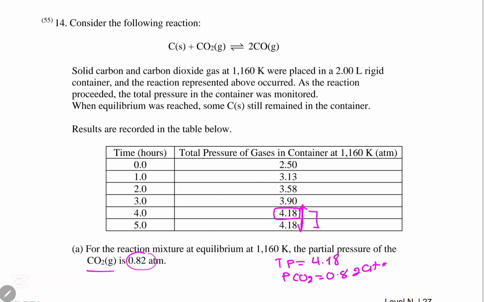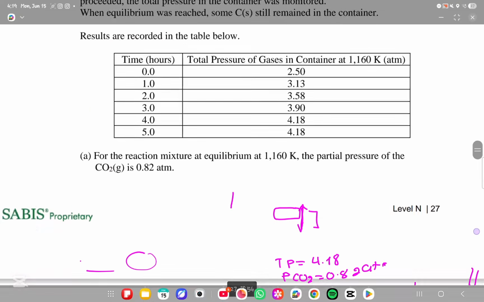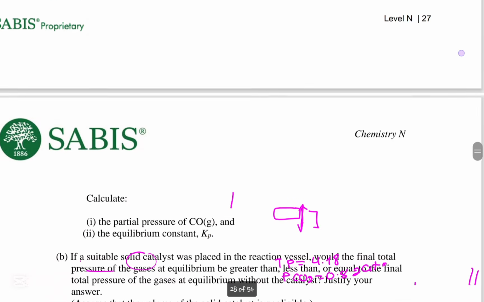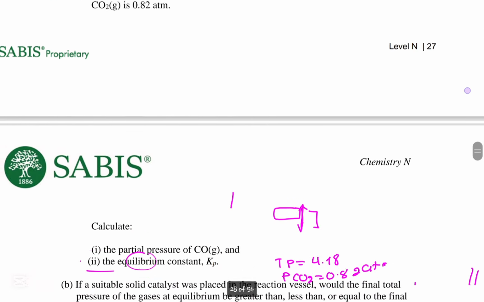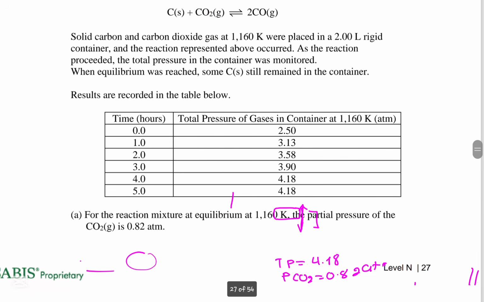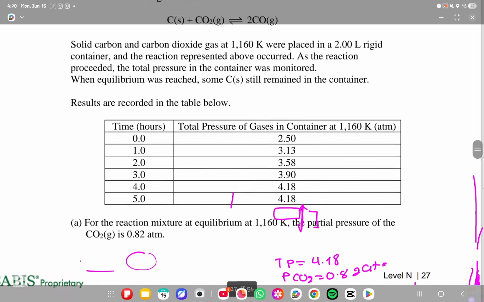Now, I do believe they will ask us to find what... Oh, excuse me. I did not mean to go down like that. Actually, let's go down. They're saying, calculate in part I the partial pressure of carbon monoxide and in part II the equilibrium constant Kp. So, let me just bring it like this.